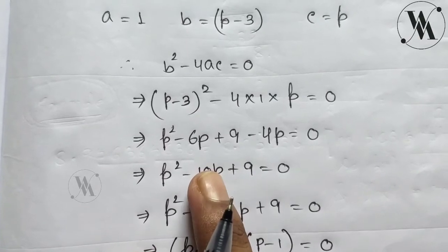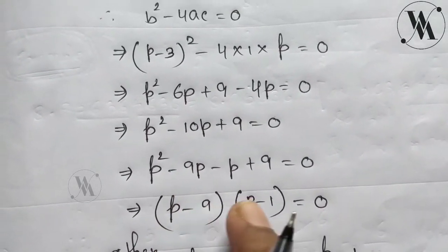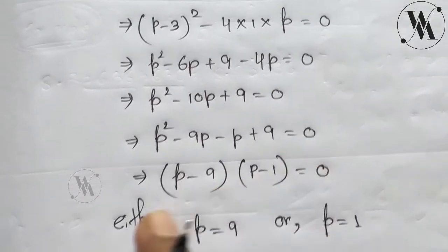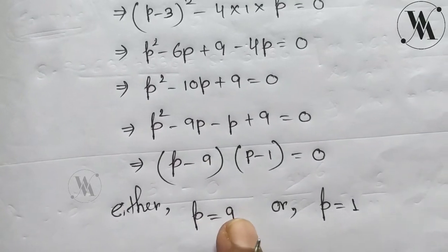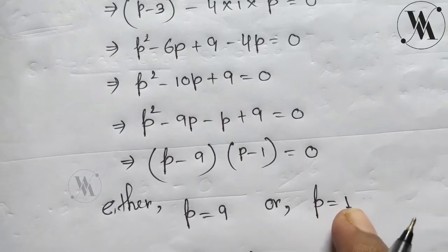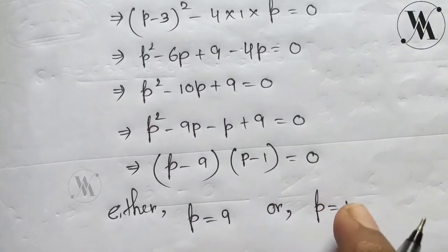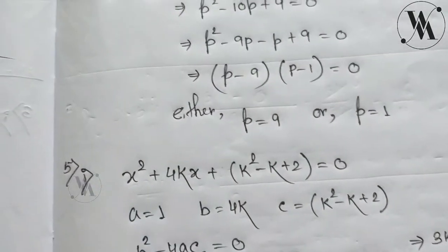We solve this quadratic equation by middle term factorization, and we get p minus 9 into p minus 1 equals 0. That means either p minus 9 equals 0, so p equals 9, or p minus 1 equals 0, from which we get p equals 1. So the value of p equals 1 or 9. Okay, now sum number 5.